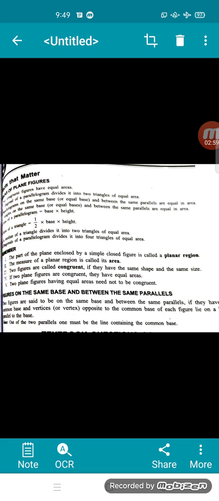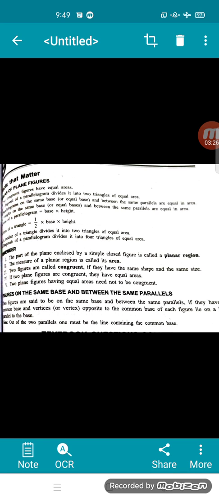Also remember the other points. The part of the plane enclosed by a simple closed figure is called a planar region. The measure of a planar region is called its area. Two figures are also called congruent if they have the same shape and the same size. If two plane figures are congruent, they have equal areas. Two plane figures having equal areas need not be congruent.